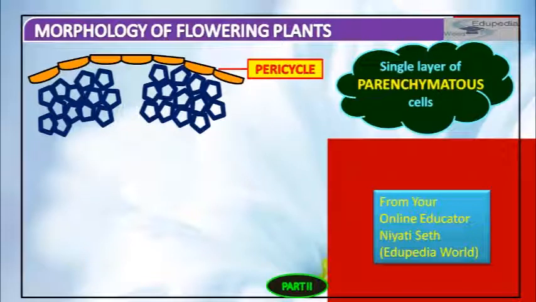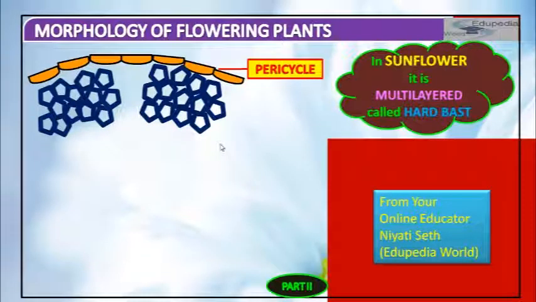So this is pericycle. In sunflower, it is multilayered, which we call hard bast.